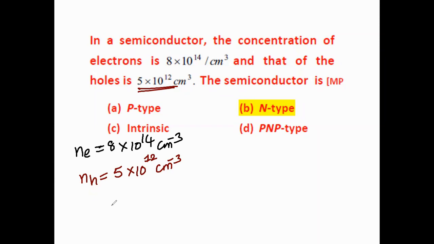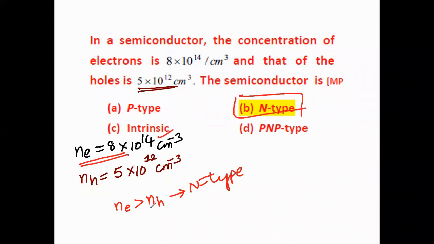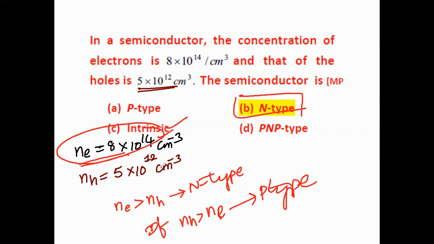So if the electron density is greater than the hole density, it is called n-type. If the density of the electrons is greater than the density of the holes, it is n-type. Here Ne is 18 into 10 power 14, so it is an n-type semiconductor material. If Nh is greater than Ne, then it is called p-type. Here Ne is greater, that's why it is n-type.